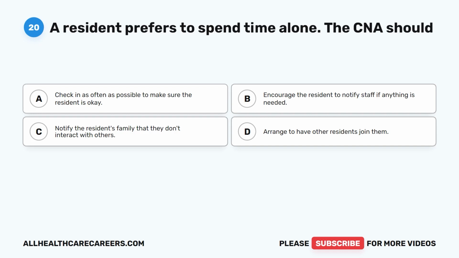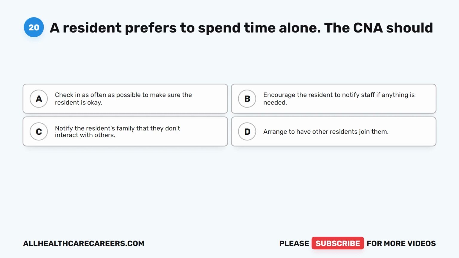Question 20. A resident prefers to spend time alone. The CNA should A. Check in as often as possible to make sure the resident is okay. B. Encourage the resident to notify staff if anything is needed. C. Notify the resident's family that they don't interact with others. D. Arrange to have other residents join them.